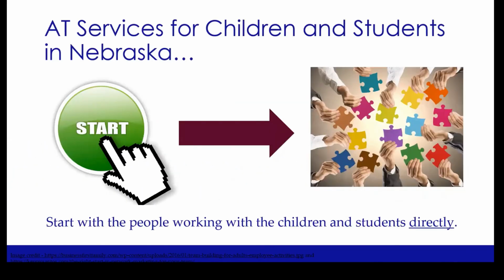Where does AT start? AT starts with the people who work with the student most directly. There are a lot of different models that people may have experienced. For example, the expert model, where a person comes in, diagnoses, and prescribes. But the model that research shows works best is when people who work with the child most closely and who know the child, the IFSP and the IEP team members, make the decisions about the need for assistive technology and the type of assistive technology that the student needs.